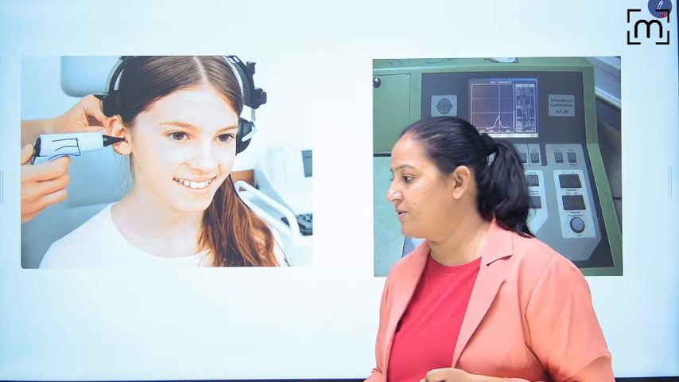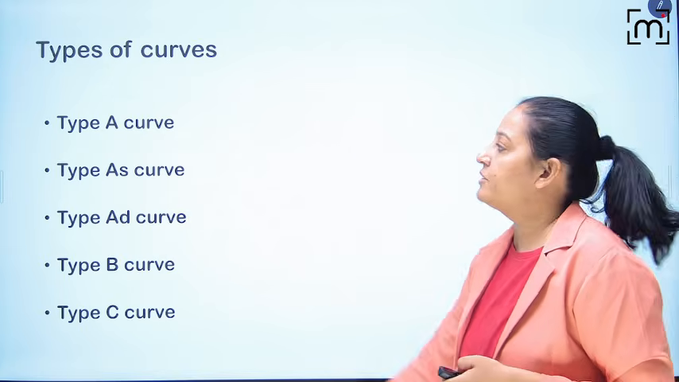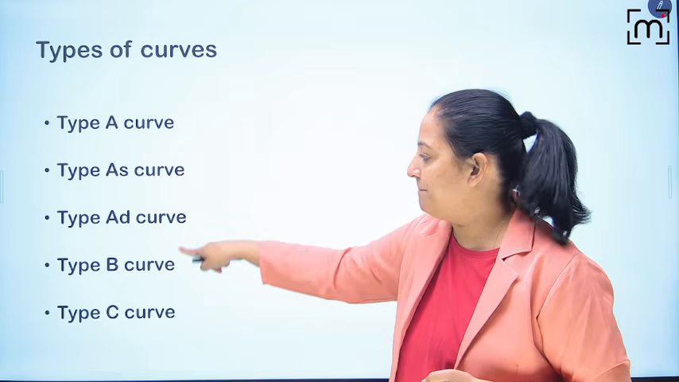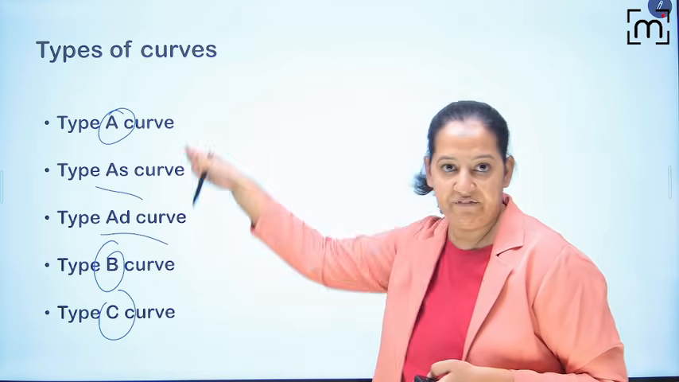I hope you are getting it. That is known as compliance of the tympanic membrane. So this is how we plot it. There are 5 types of graph. First is graph A, B, C, and A is of 2 types, AS and AD. So total 5 types are there.